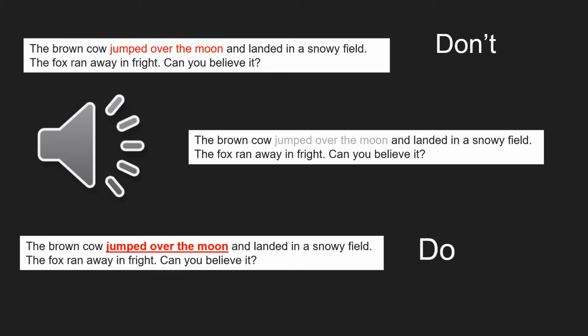The bottom left image shows the correct way to write this sentence. The same phrase is written in red, bolded, and underlined to highlight its importance.